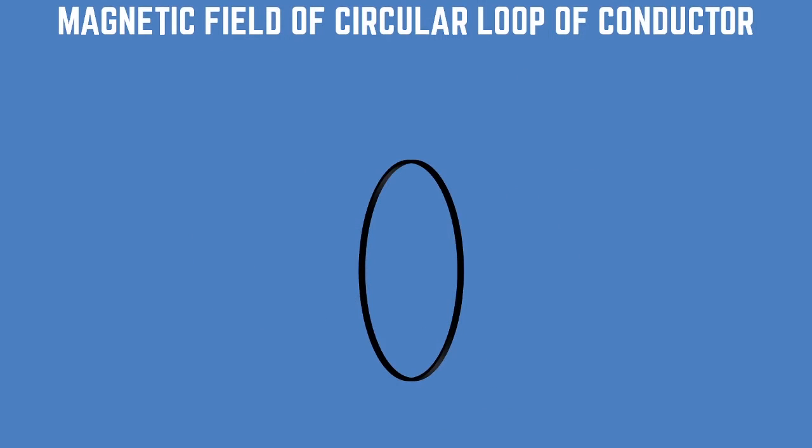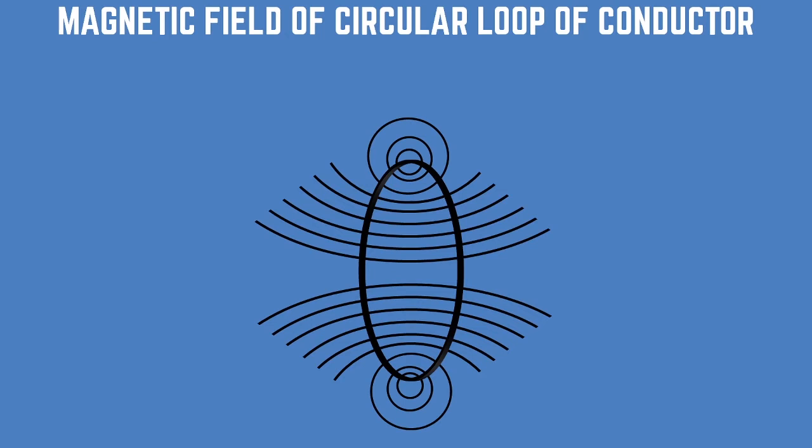When current is passed through a circular loop, a magnetic field in the form of concentric circles is formed at each point, which become larger and larger as we move away from the wire. Near the center of the loop, the arcs of the circles become so large that they appear as straight lines.